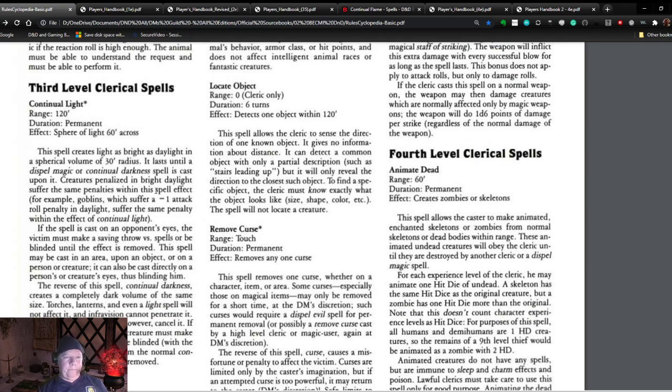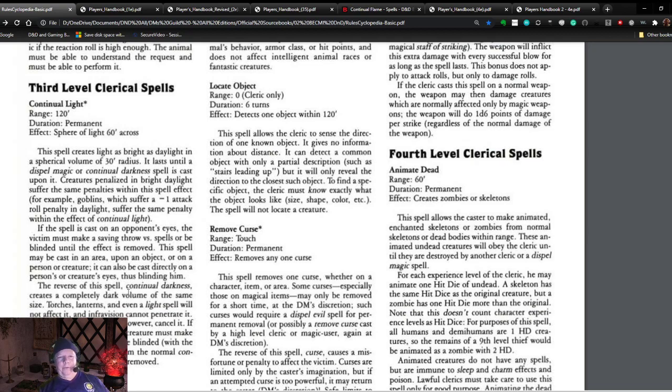It creates a permanent sphere of light 60 feet across, as bright as day. The spherical volume of a 30-foot radius lasts until dispel magic or continual darkness. Creatures penalized in bright daylight suffer the same penalties from the spell. If the spell is cast on an opponent's eyes, the victim must make a saving throw versus spells or be blinded until the effect is removed. It may be cast on an area, upon an object, or on a person or creature, and can also be cast directly on a creature's eyes, thus blinding them.